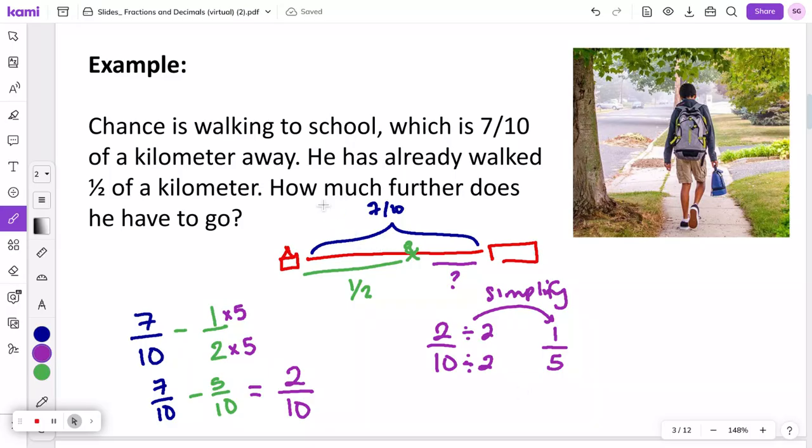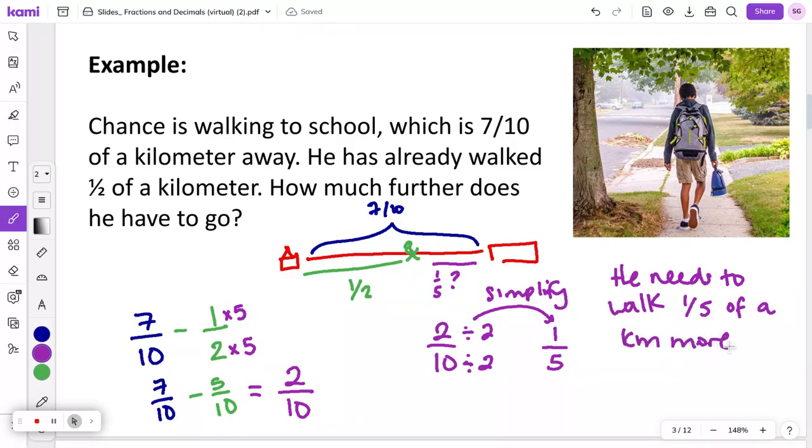So to answer that question, how much further does he have to go? That question mark I've got right there is 1/5. I can say he needs to walk 1/5 of a kilometer more. That's what he has left to walk.